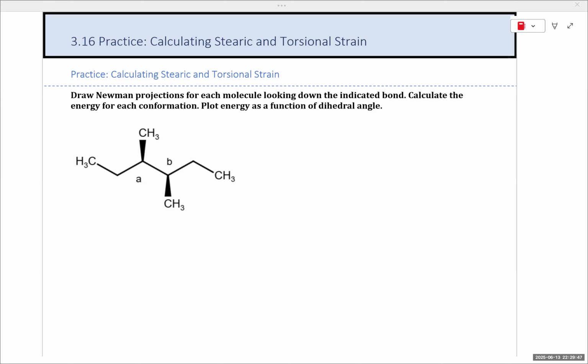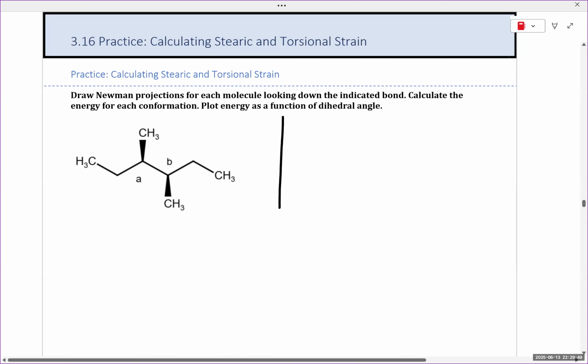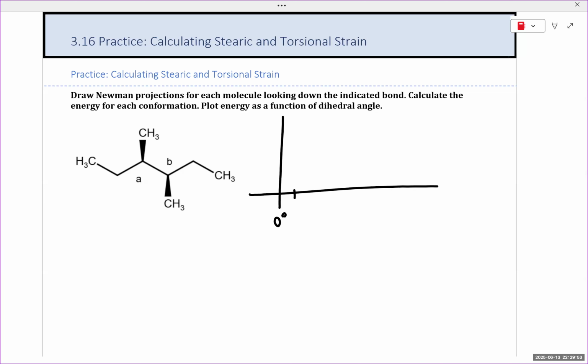As we discussed, the notable conformations will vary from 0-degree dihedral angle all the way to 300. So we have 0, 60, 120, 180, 240, and 300 degrees. We don't need to include 360 because that's just the 0-degree conformation once again.